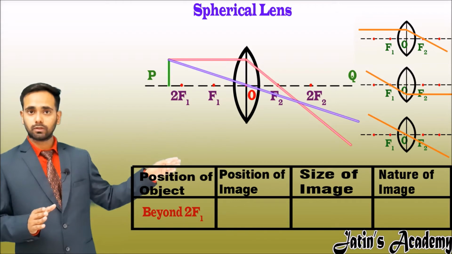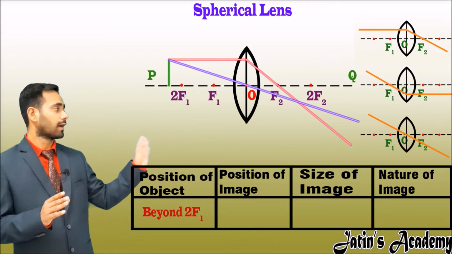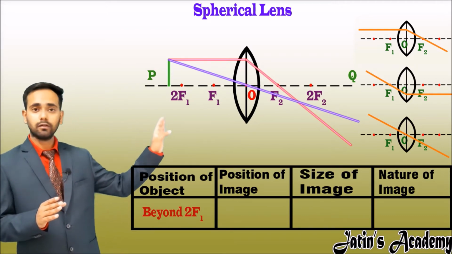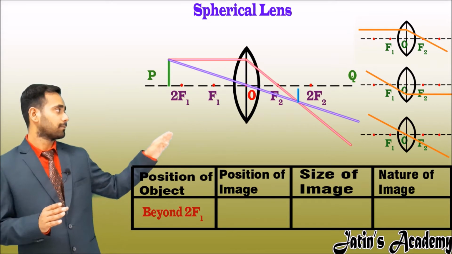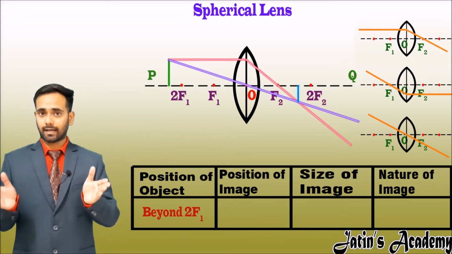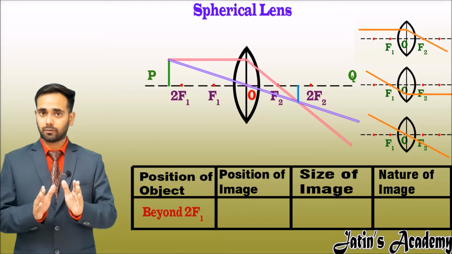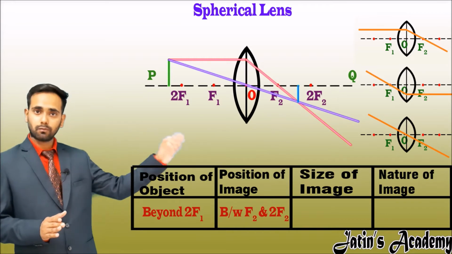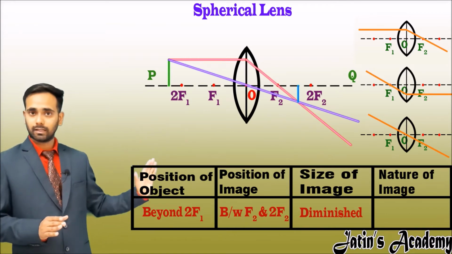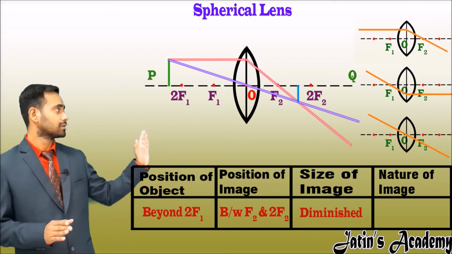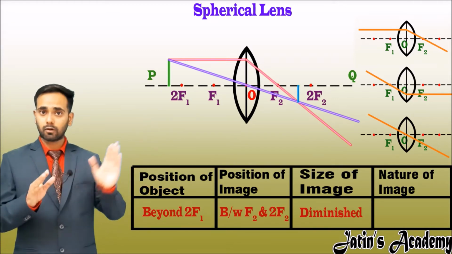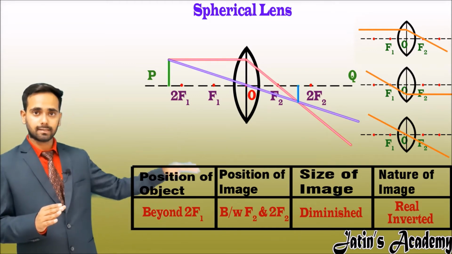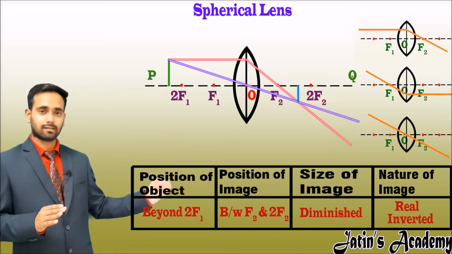So these both rays meet at a point on the right side of the lens. The image is formed between F2 and 2F2. Now join this point with the principal axis, we get the size of the image less than the size of the object. Now start filling the table. The position of image is between F2 and 2F2. The size of the image is diminished. See the nature. Nature is nothing like image is formed on the right side, means image is real image, and formed below the principal axis, so nature is real and inverted.